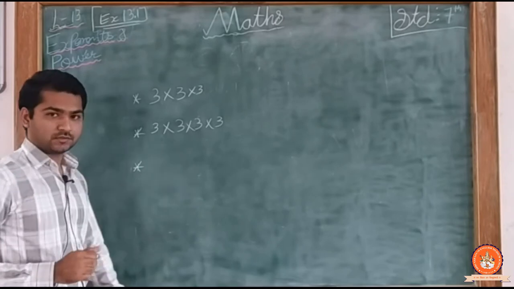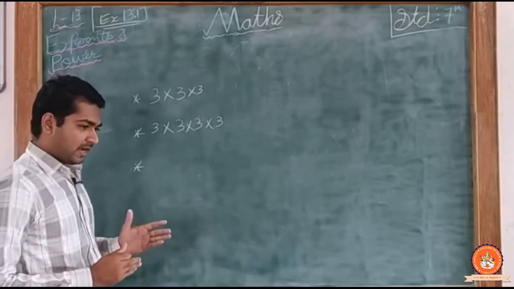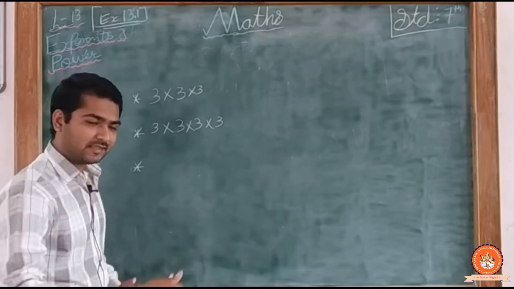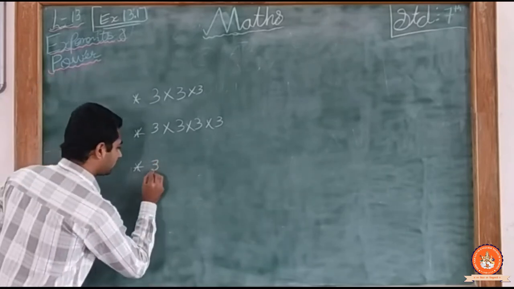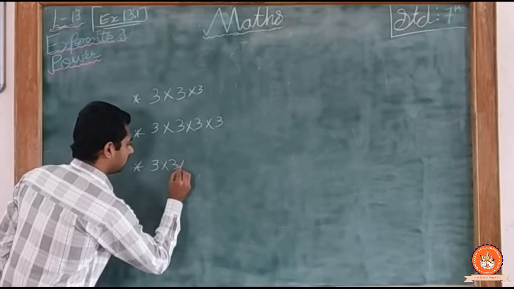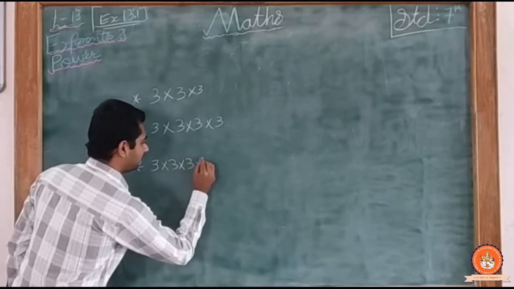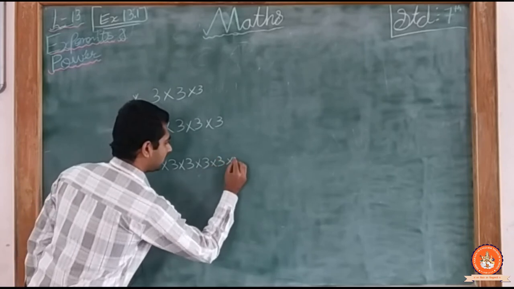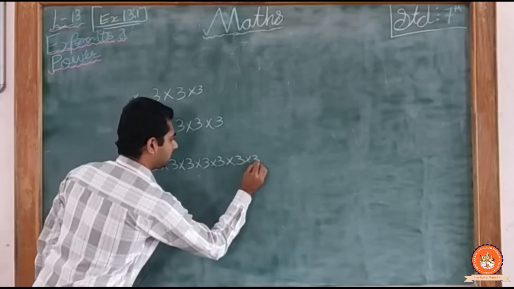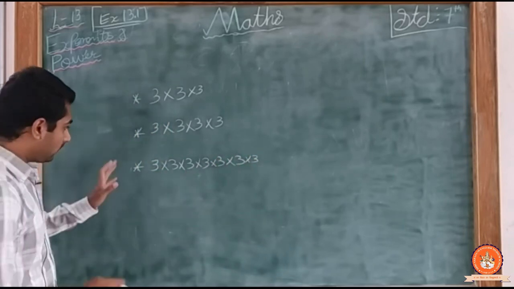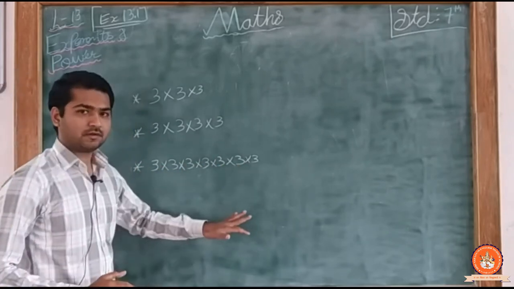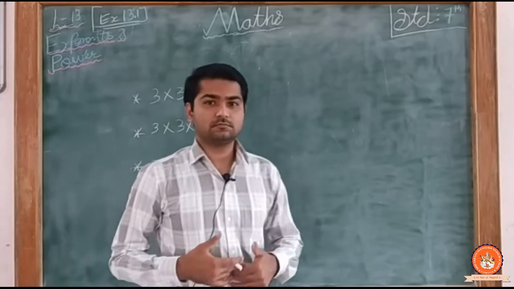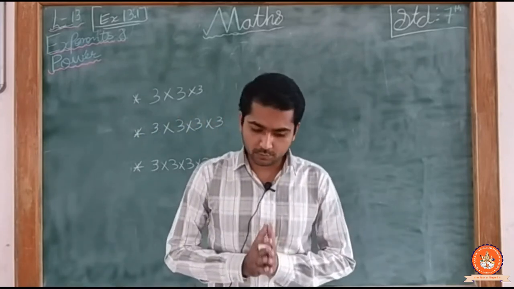And if I ask you, 3 multiplied by 3 up to 7 times, 7 times you have to multiply by 3, so you will write this way. You will multiply 3 seven times: 1, 2, 3, 4, 5, 6 and 7. Now this is very lengthy. Up to 7, up to 10, it's okay. Now if the number of digits increases, then what will we do?